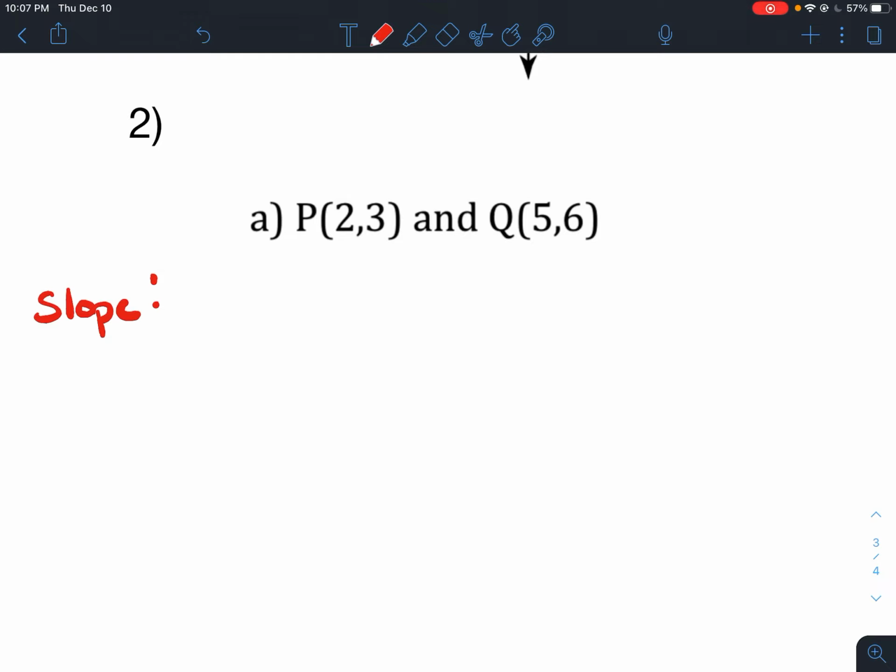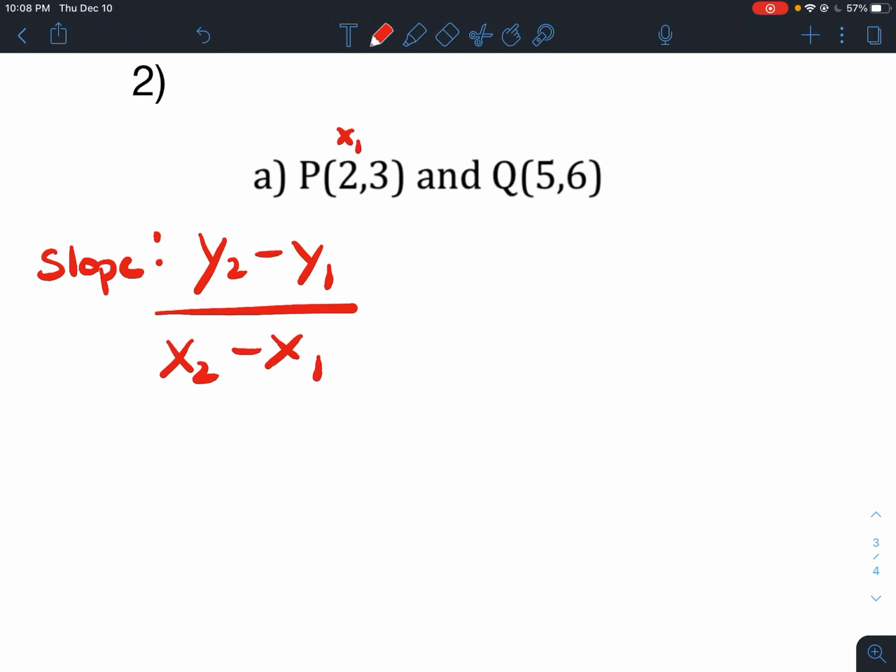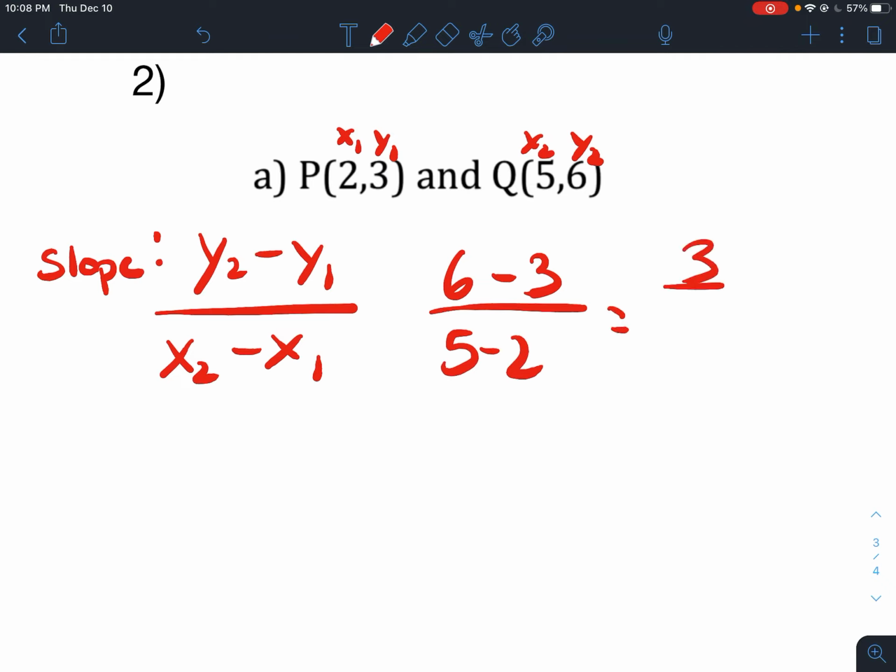Now for the slope, if you don't have a graph, you have to use the equation. It's y2 minus y1 all over x2 minus x1. I like to label them: we're going to say x1, y1, x2, y2. So we plug them in. We get 6 minus 3 all over 5 minus 2. So we get 3 over 3, which gives us 1. So our slope is 1.